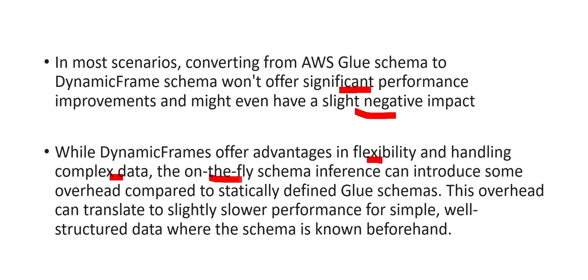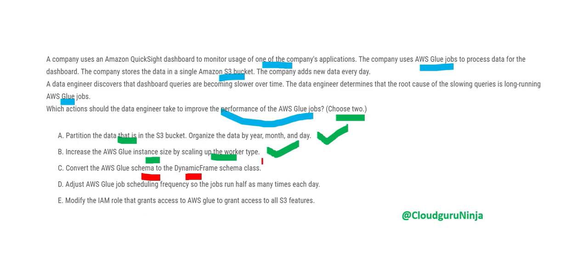In fact, it adds an overhead because it now has to translate, giving slightly slower performance for simple, well-structured data where the schema is known beforehand. Our case falls here. We know the schema beforehand. If we know the schema beforehand, then there is no value add here. That is why we say option C won't work for us.